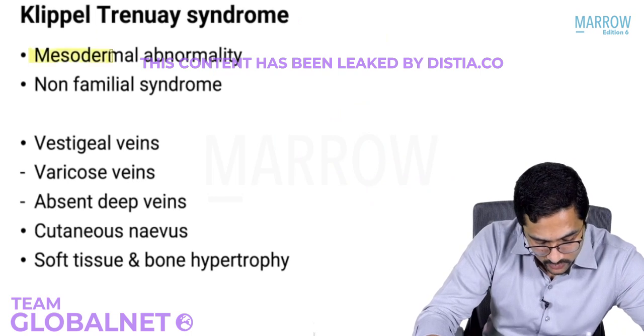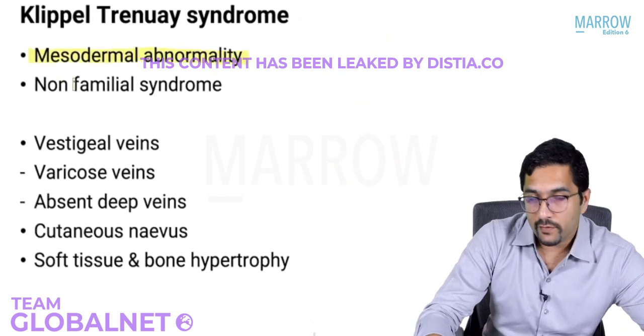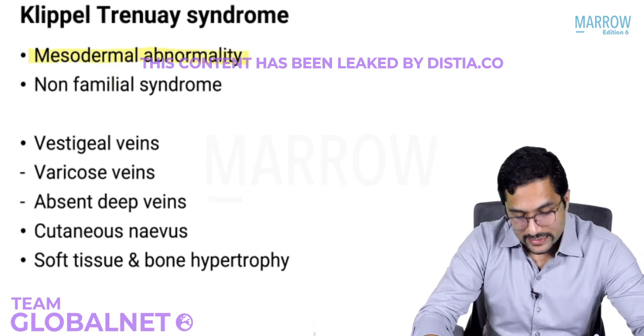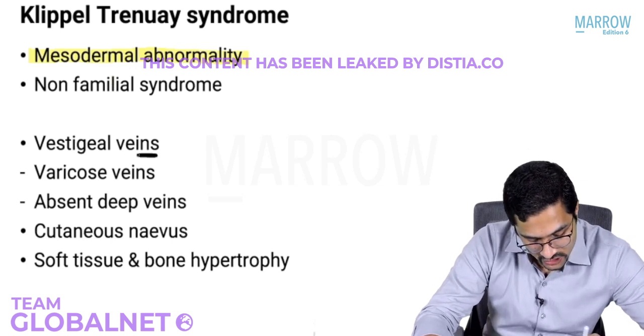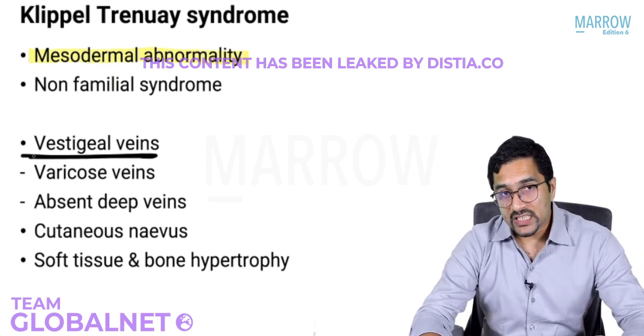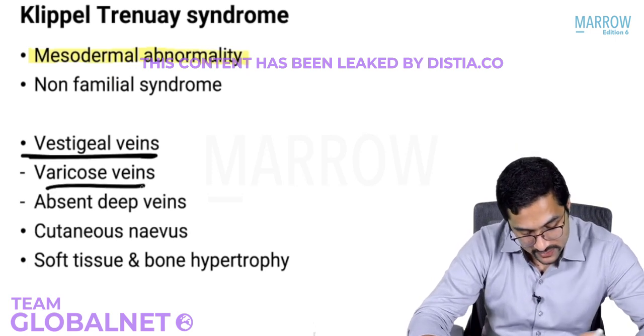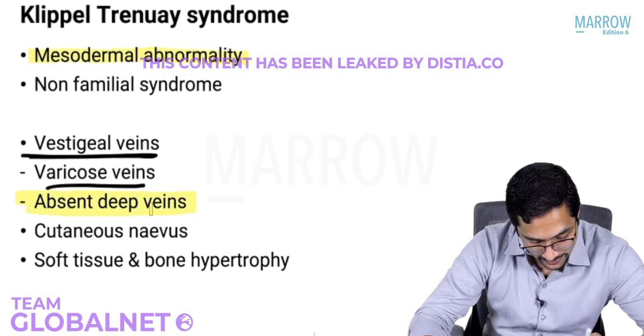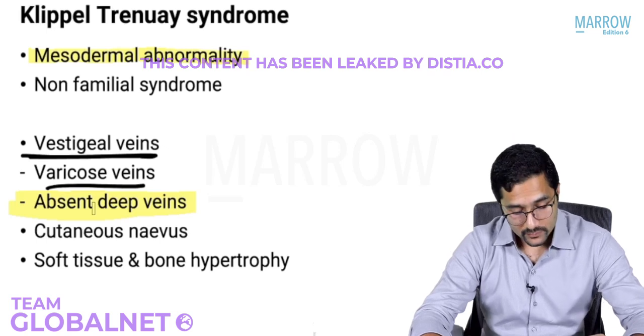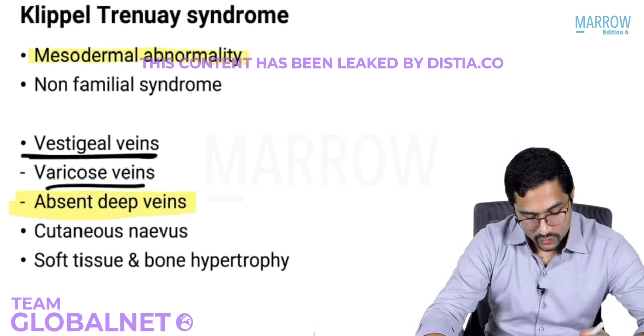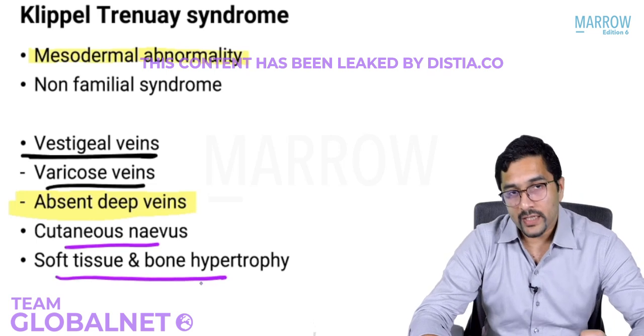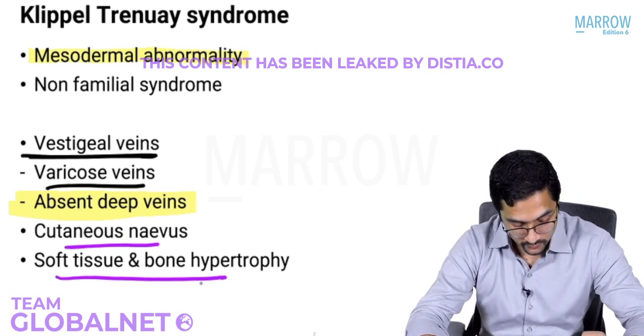Klippel-Trenaunay syndrome is a mesodermal abnormality. It is a non-familial syndrome. And in this syndrome, there are vestigial veins, there are varicose veins, and very importantly, there are absent deep veins. Also, these patients can have cutaneous nevi and soft and bony hypertrophy.